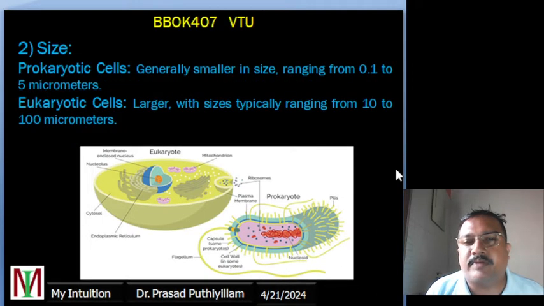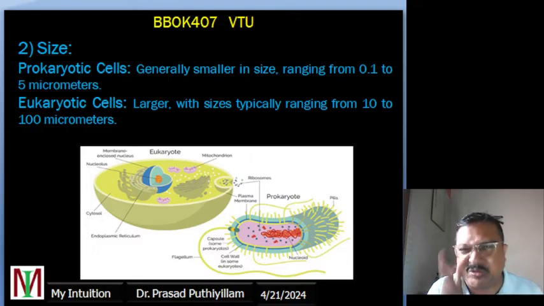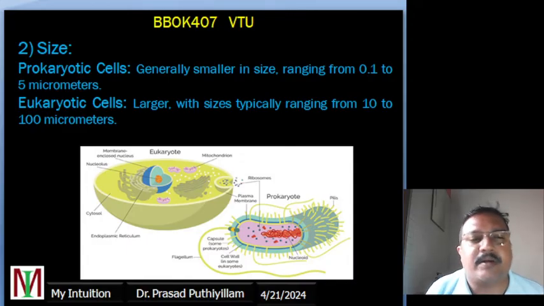Now, next one, the size. Size of the prokaryotic cell: generally they are very small, around 0.1 to 5 microns. The prokaryotic ones are very tiny, which allows them to reproduce very quickly and squeeze into various environments. That's why we say this mainly of the viruses. They can squeeze into any environment very fast. They are very small, tiny.